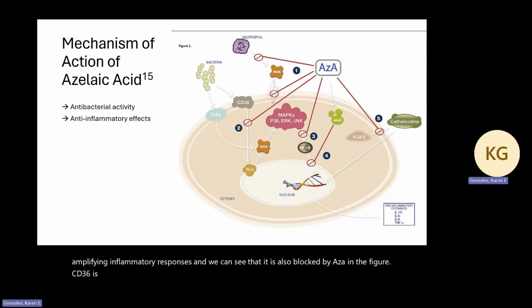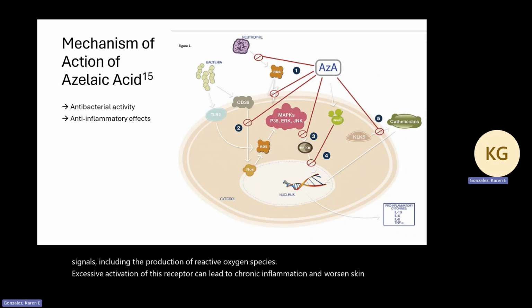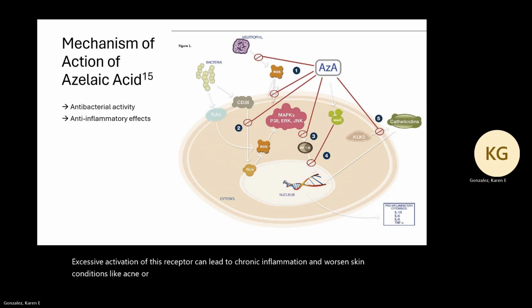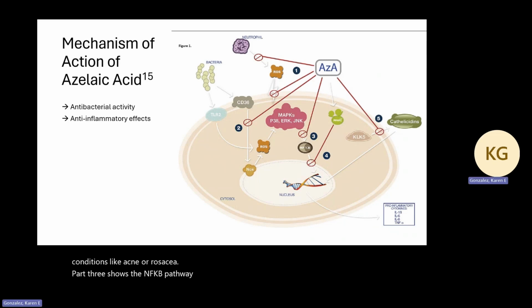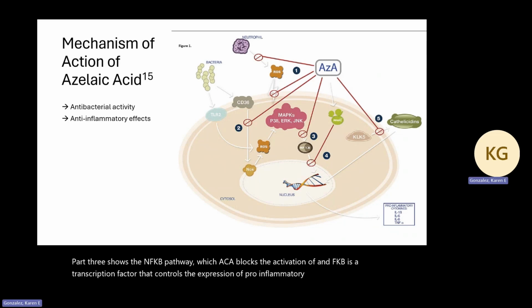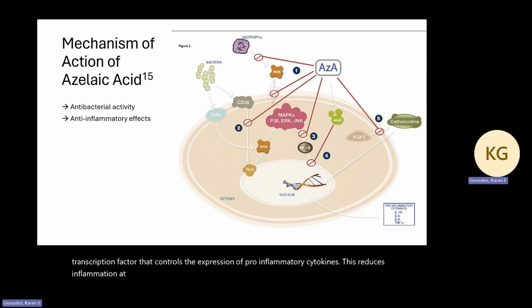CD36 is a receptor involved in recognizing bacterial components and triggering immune signals, including the production of reactive oxygen species. Excessive activation of this receptor can lead to chronic inflammation and worsen skin conditions like acne or rosacea. Part 3 shows the NFKB pathway, which AZA blocks the activation of. NFKB is a transcription factor that controls the expression of pro-inflammatory cytokines. This reduces inflammation at the genetic level.